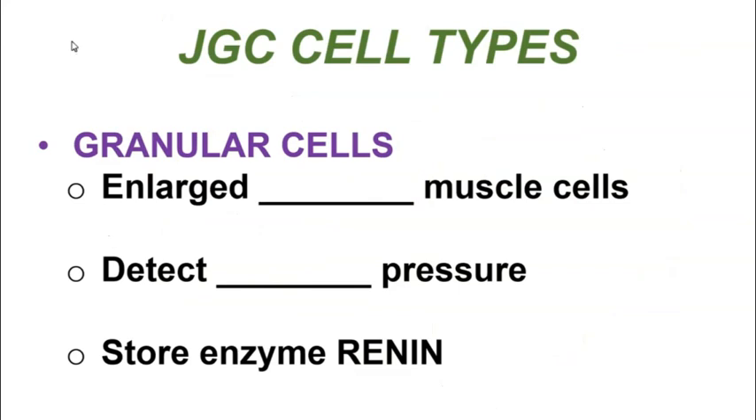The granular cells are a population of enlarged smooth muscle cells. And they're situated between the ascending limb of the nephron loop and the afferent and efferent arterioles that are serving the glomerulus. So these are enlarged smooth muscle cells. These are blood pressure detecting cells. And they also store an enzyme called renin, and renin is important in helping to control the rate of filtrate production in nephrons, and it also controls blood pressure as well.